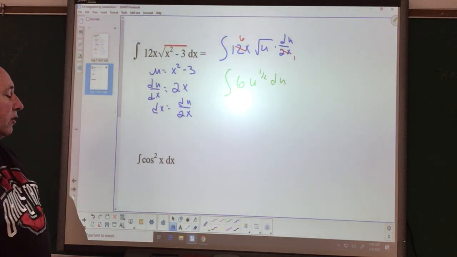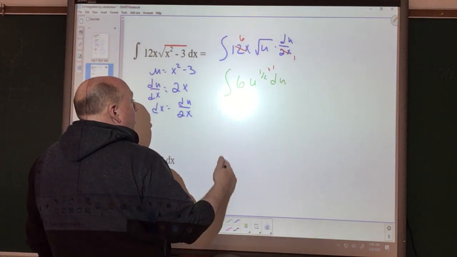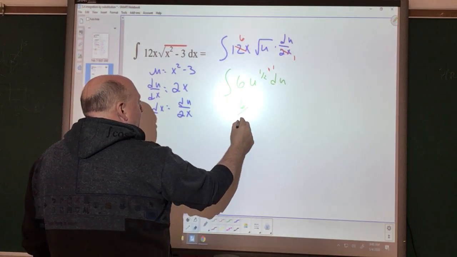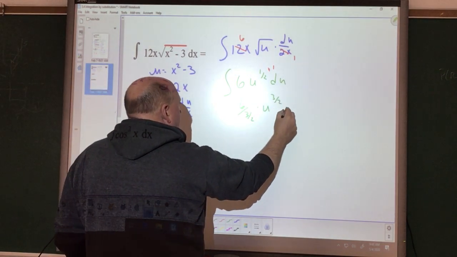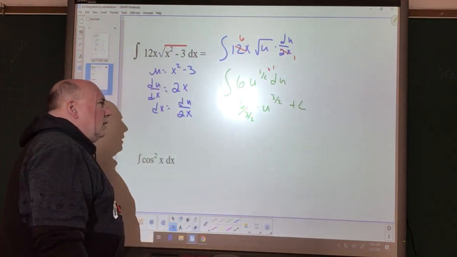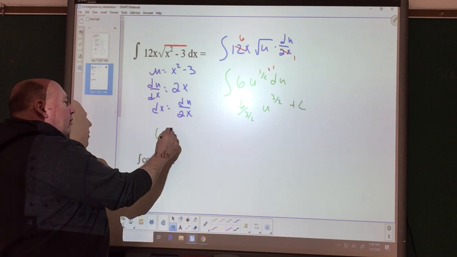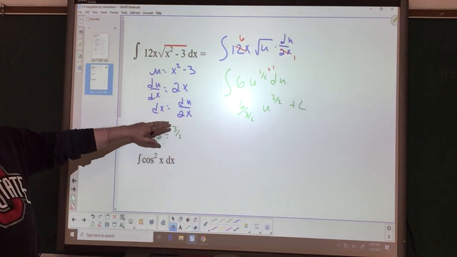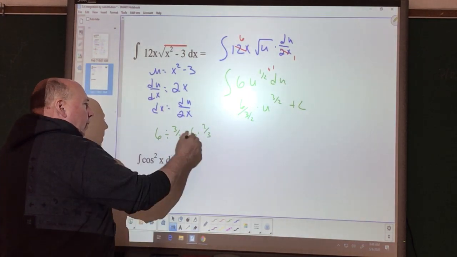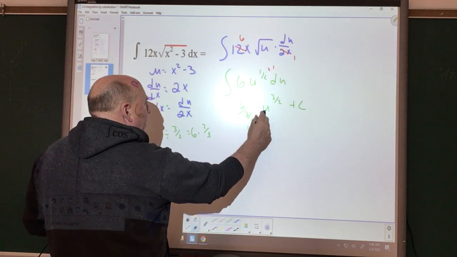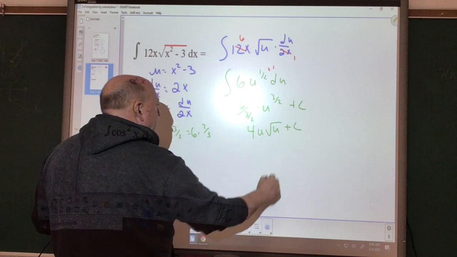Now when we're taking the antiderivatives, we have to add 1. So we have 6 divided by 3/2 times u to the 3/2, once again plus c. Six divided by 3/2 means I need to flip and multiply, 6 times 2/3. This gives me a value of 4, so 4u square root of u plus c.